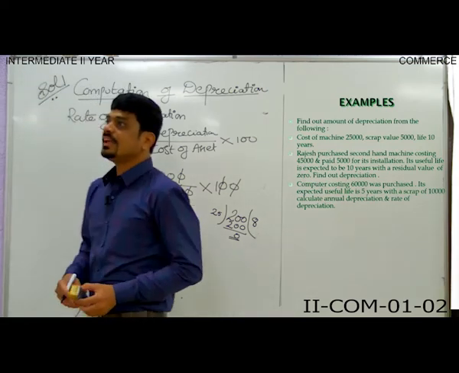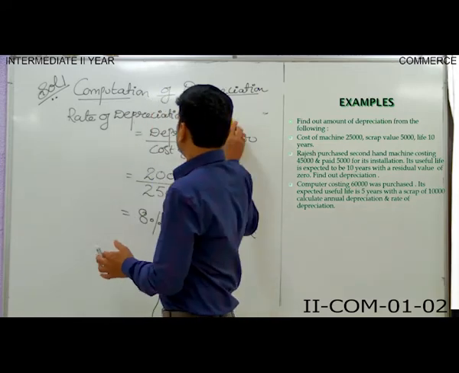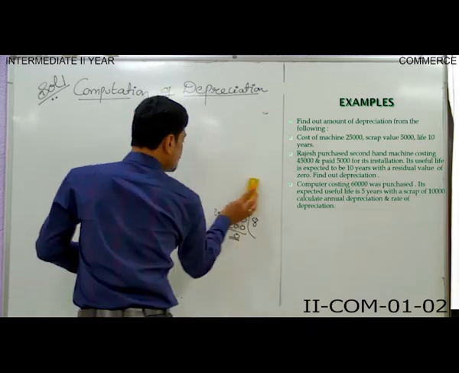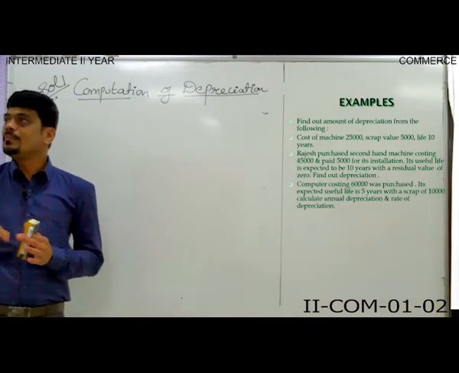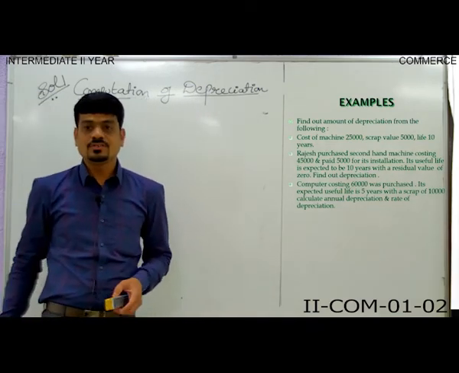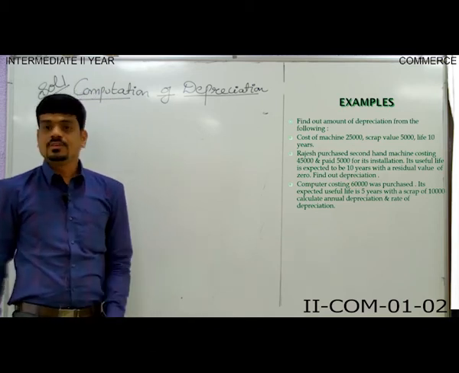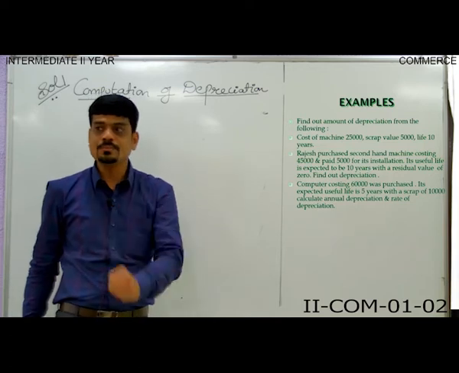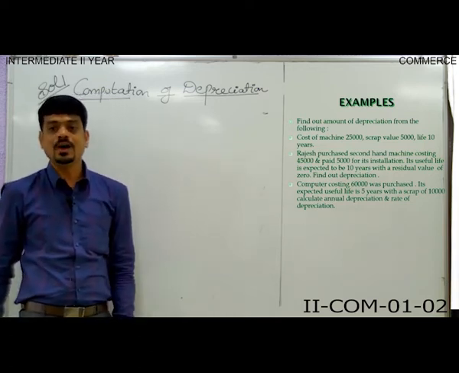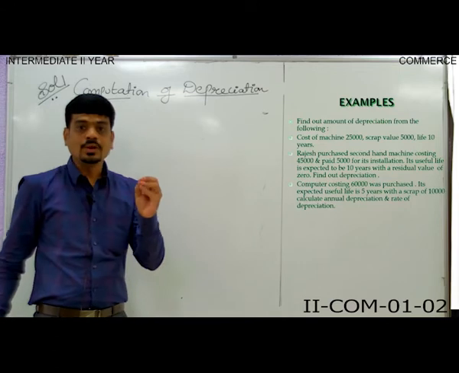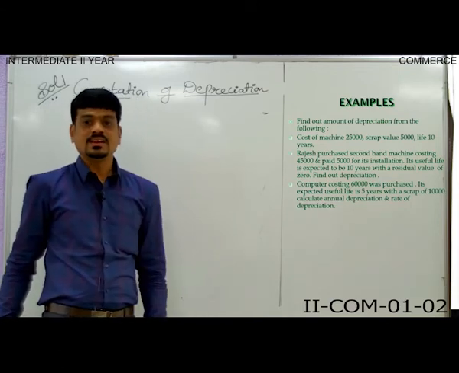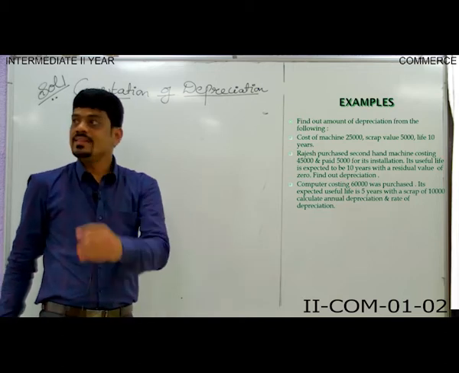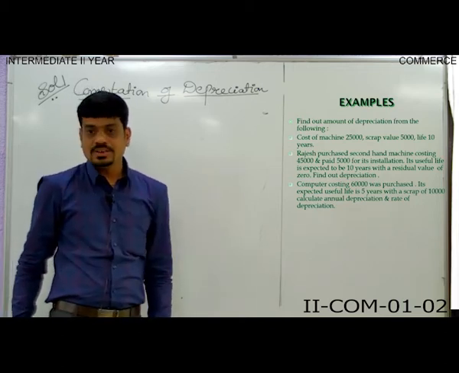Now we'll go for the second question. What is there in the second question? They gave that Rajesh purchased a machine for how much? 45,000. Which machine did he purchase? A second hand machine. And how much did he pay? 5,000 he paid for installation. What is the useful life of the asset? 10 years. And residual value is how much? 0. Again, they asked us to find out the depreciation.